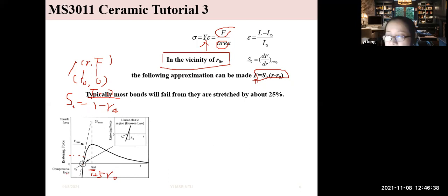Because I stretch about 25%, it's going to fail. Typically, most bonds will fail from a stretch of about 25%. This was given by this question, it is a condition there. I also give you another triangle here, which is this dotted line. This dotted line has another triangle, and this slope is actually the same as the slope we just mentioned here. It's the same thing. So this is another approximation.